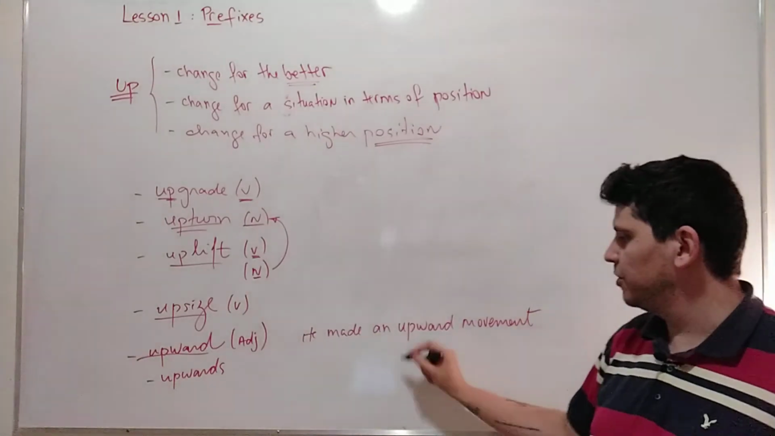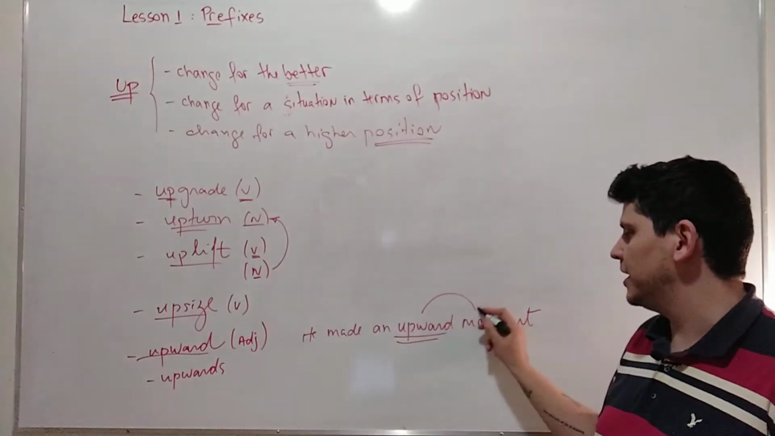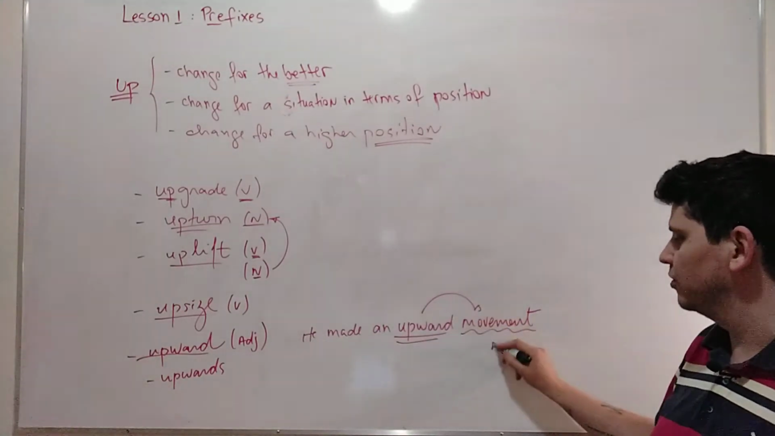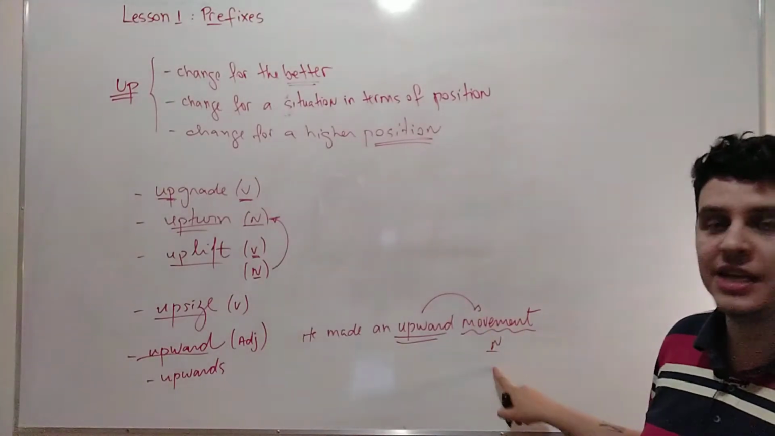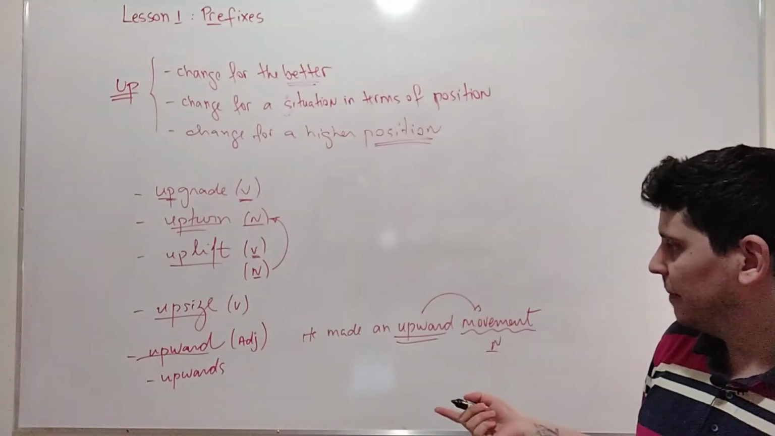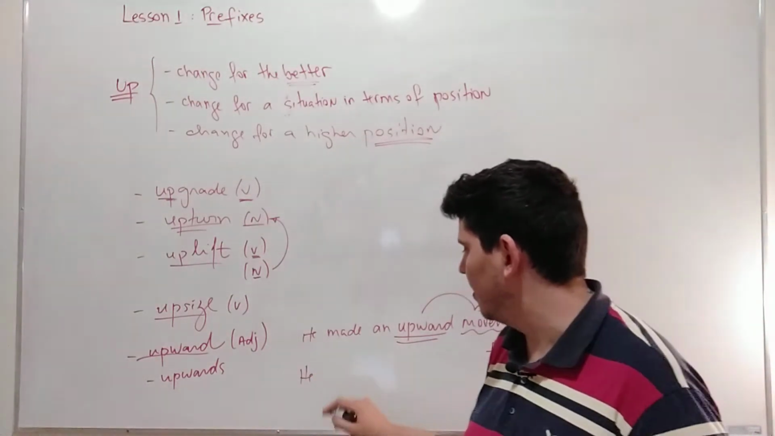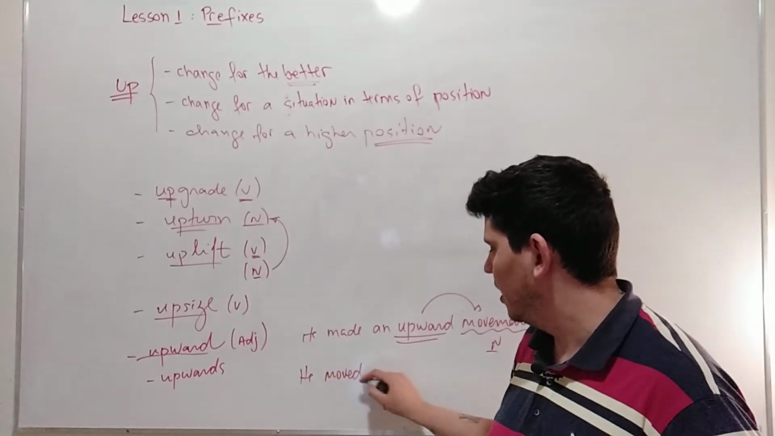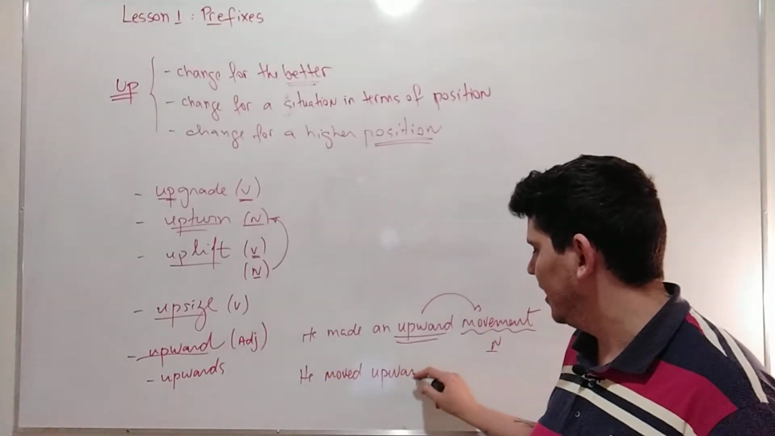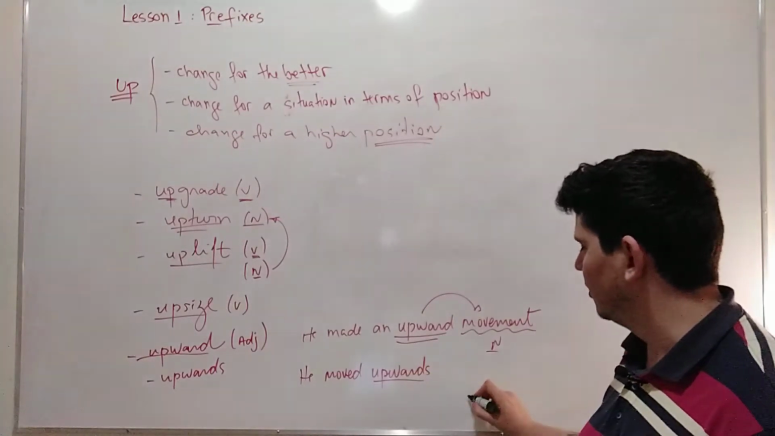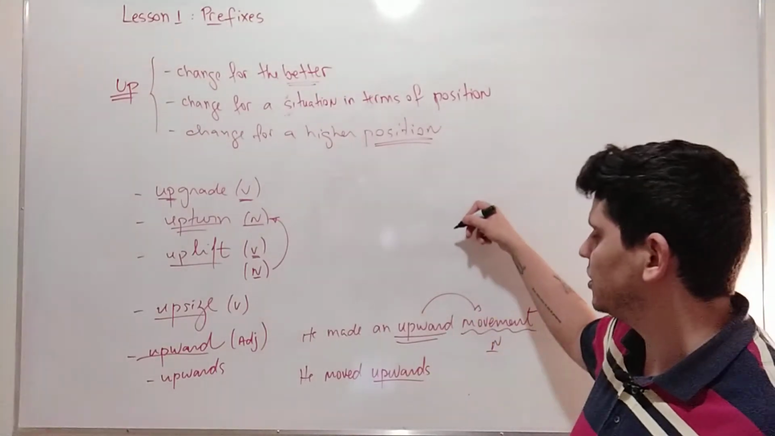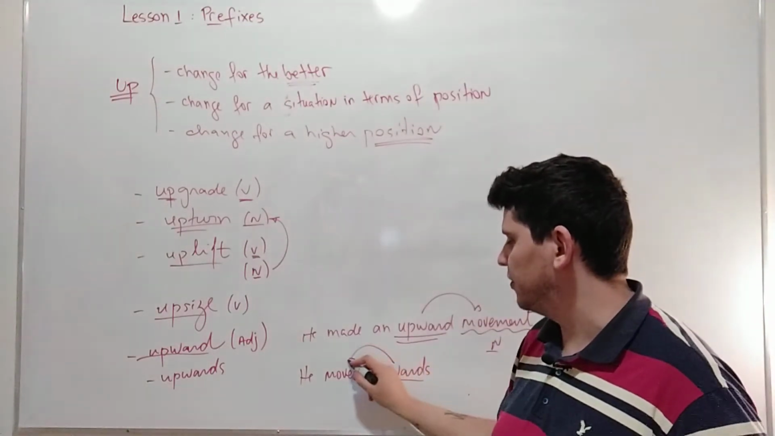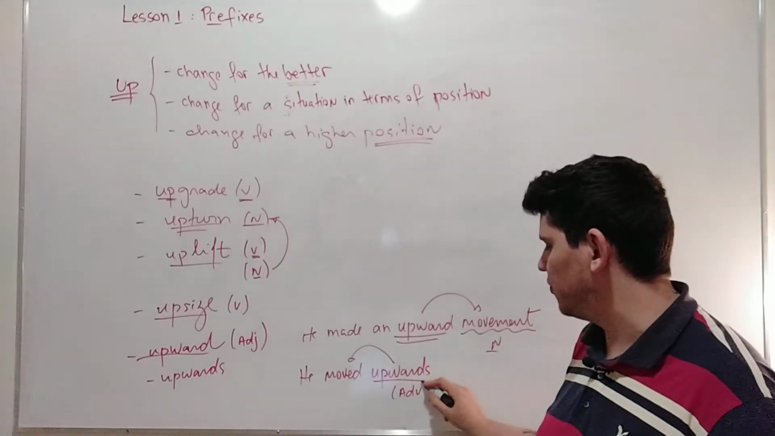He made an upward movement. And we know that this is an adjective because it is categorizing a noun, and the word that categorizes a noun is an adjective. But we could say that he moved upwards. We are saying that he moved from a lower position into a higher position. And now it's categorizing a verb. We know that this is an adverb.